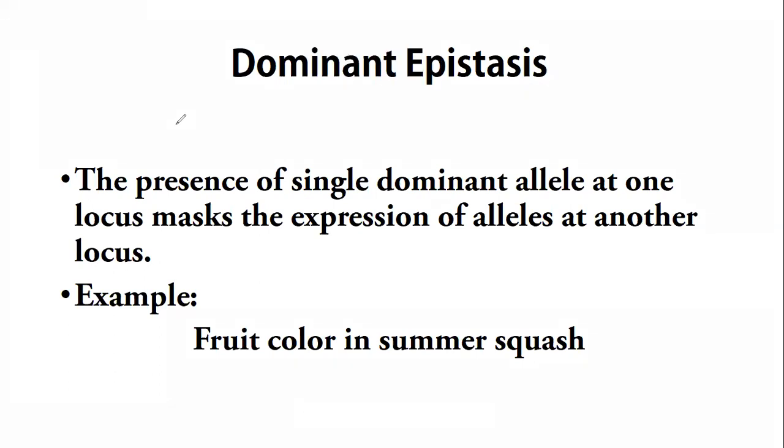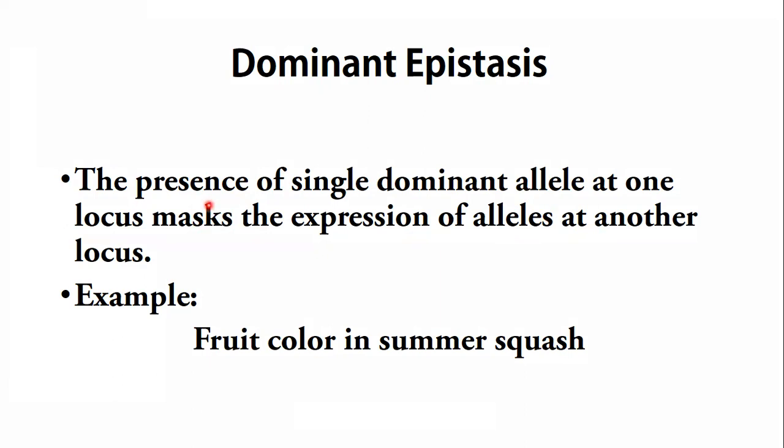Dominant epistasis. That is the second type of epistasis. The presence of a single dominant allele at one locus masks the expression of alleles at another locus. So here we have two genes. One gene is acting as an epistatic gene and the other gene is acting as a hypostatic gene.